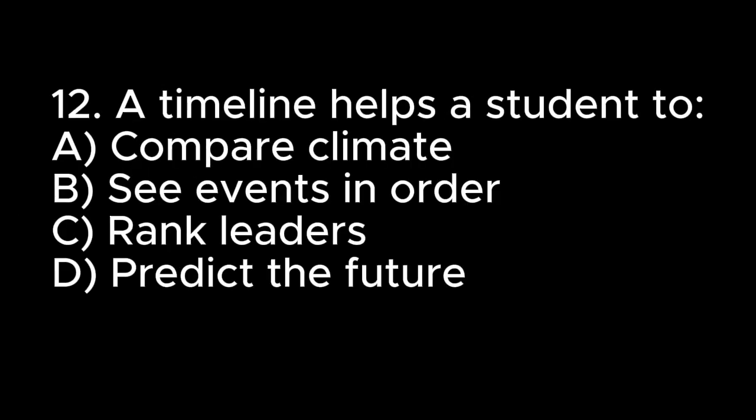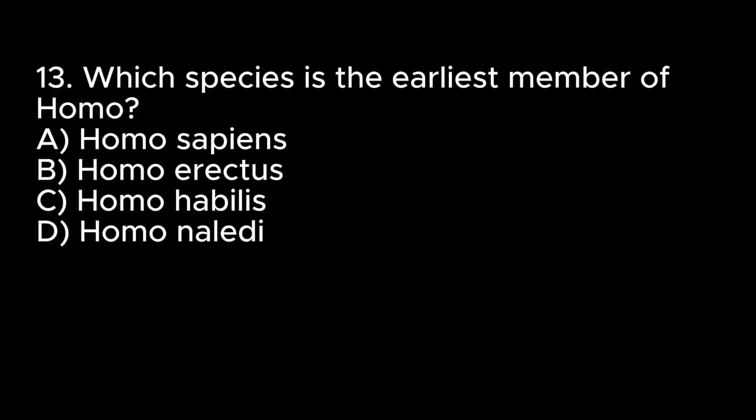12. A timeline helps a student to A. Compare climate. B. See events in order. C. Rank leaders. D. Predict the future. Answer: B. Timelines show events in sequence. 13. Which species is the earliest member of Homo? A. Homo sapiens. B. Homo erectus. C. Homo habilis. D. Homo naledi. Answer: C. Homo habilis is the earliest known Homo species.